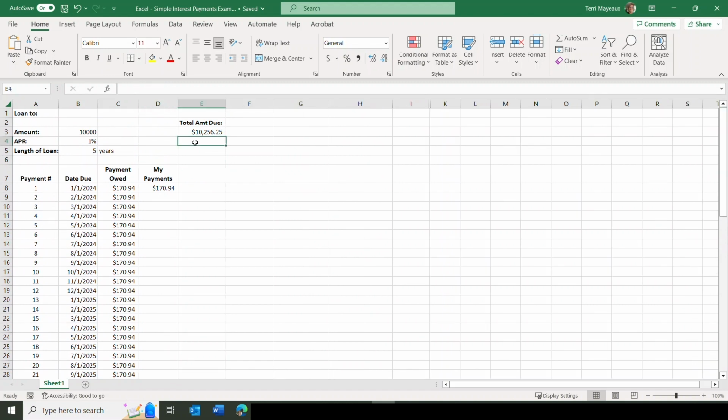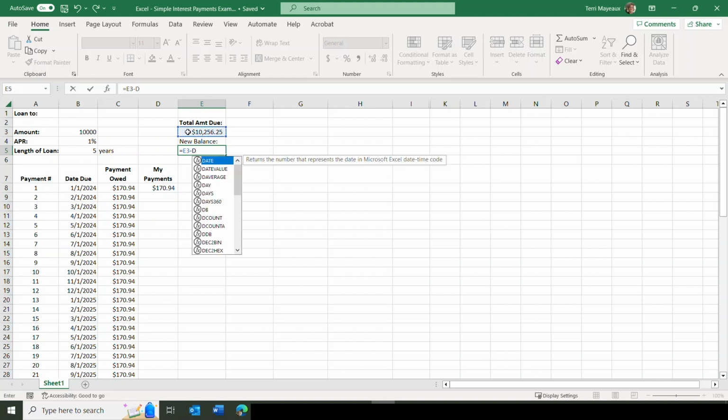And in E4, I'm going to type new balance because I want to keep track of where I am. That's certainly an easy formula to write. I just need to take the total amount due and subtract from it what I have paid in. And we're keeping that total in D69. Now I also need to keep in mind that neither of those cell references change, so I need to be sure to have dollar signs in front of the E and the 3 and the D and the 69.